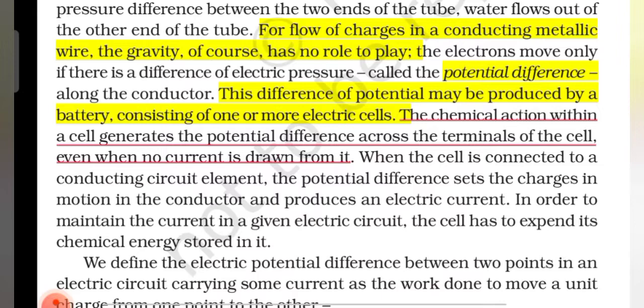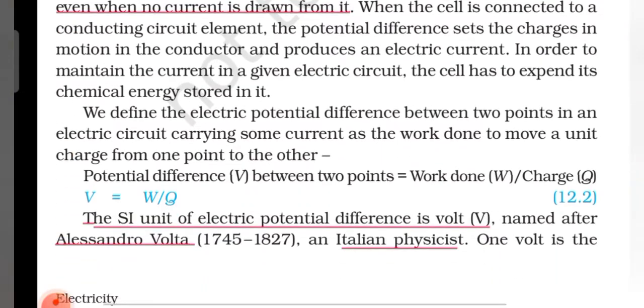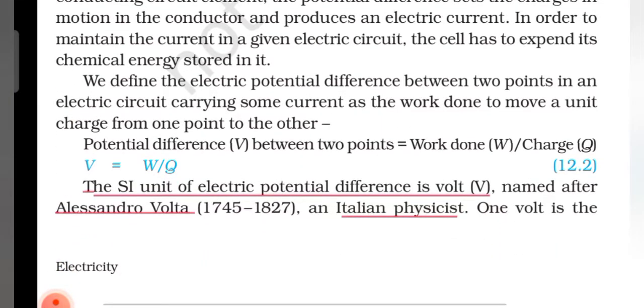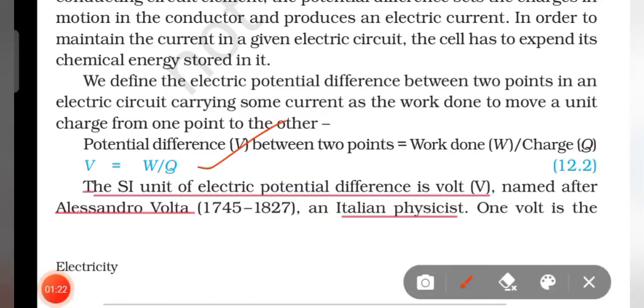Potential difference between two points which carries some current is the work done to move a unit of charge from one point to the other. Therefore we can derive the formula as V is equal to W by Q. Here it is given V is equal to W by Q. The SI unit of electric potential is volt.